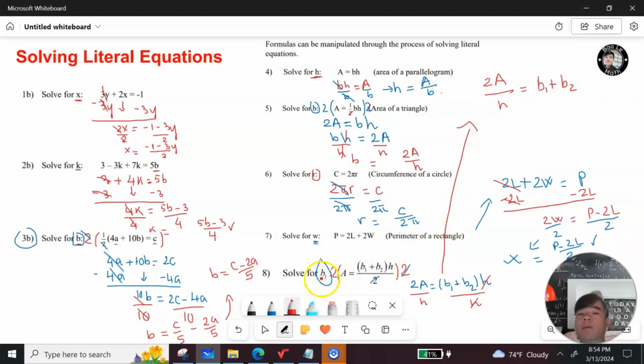Alright, because I need to solve for B1, so I need to eliminate B2. In order to do that, I need to subtract B2 both sides. Subtract B2 both sides. Alright, so the left hand side should be 2A over H minus B2. And the right hand side, this and this cancel out. I only have B1 left. Okay? And this is the answer.